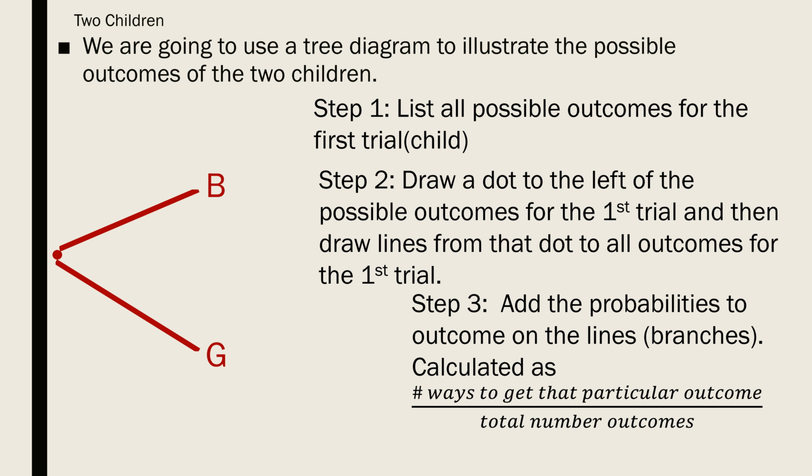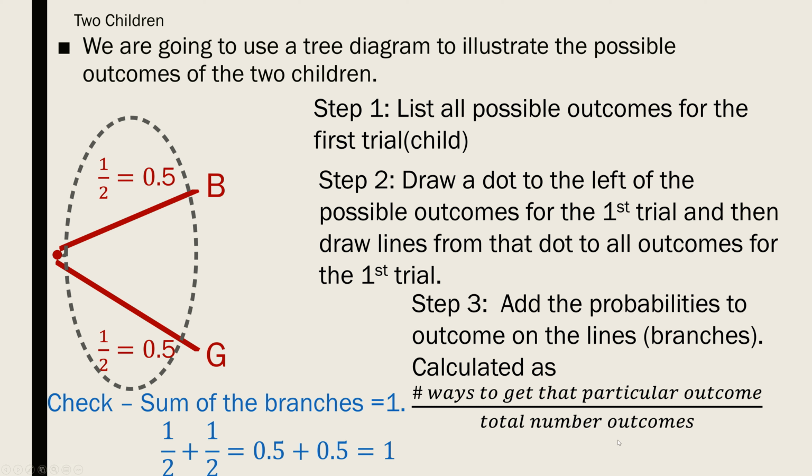Step 3. Add the probabilities to the outcomes on the lines and calculate as number of ways to get that particular outcome divided by total number of outcomes. We have 2 possible outcomes, boy or girl, so that's why the denominator is 2. We have 1 way to get a particular outcome. It is either boy or girl. That's why the numerator is 1 for boy and 1 for girl.